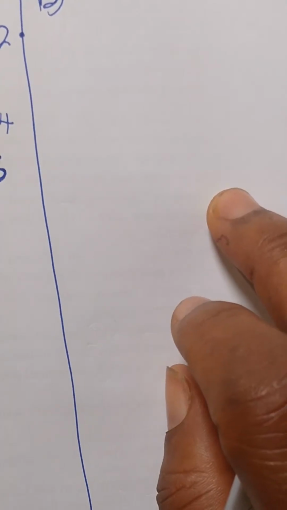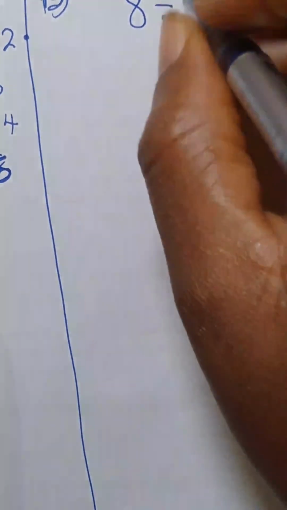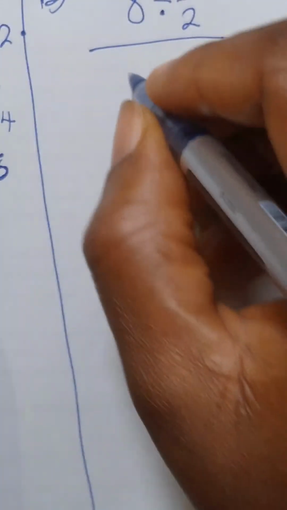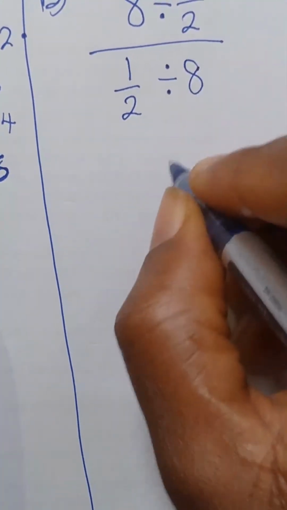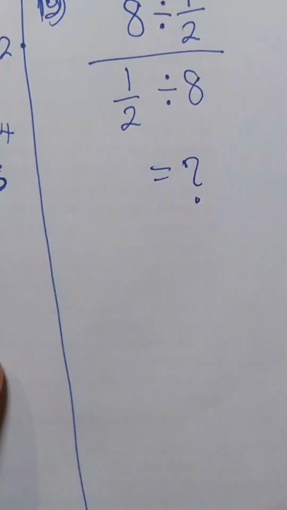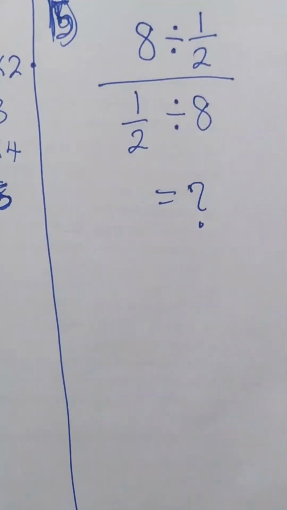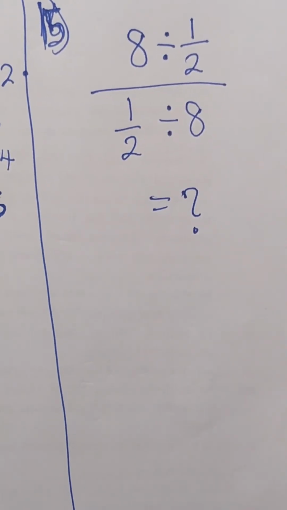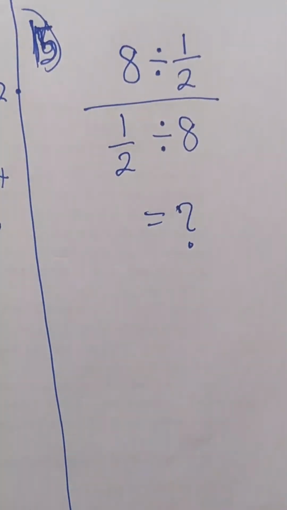So let me set another question. We have 8 divided by 1 over 2, okay, bracket 1 over 2 divided by 8 is equal to what? 8 divided by half, all over half divided by 8 is equal to what? Please solve. Let's see your answer. This is from fractions. It's a kind of basic math.